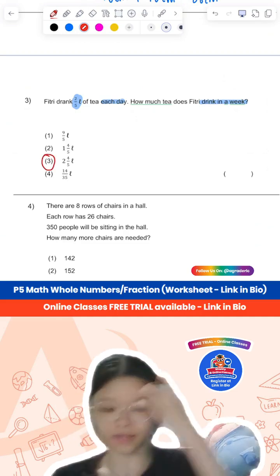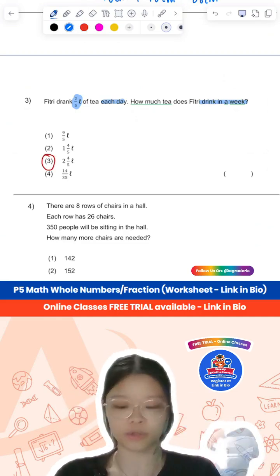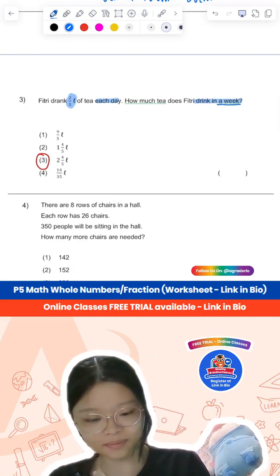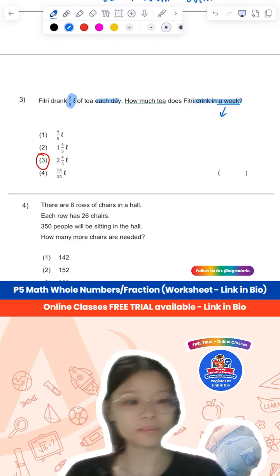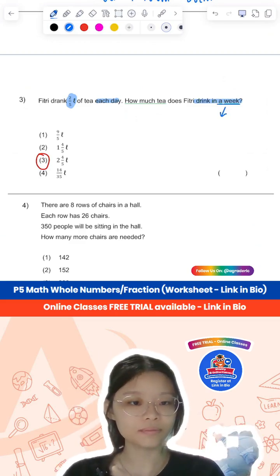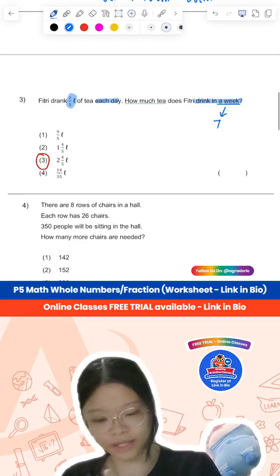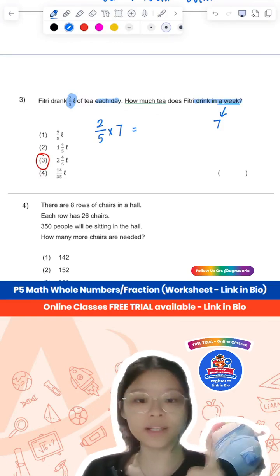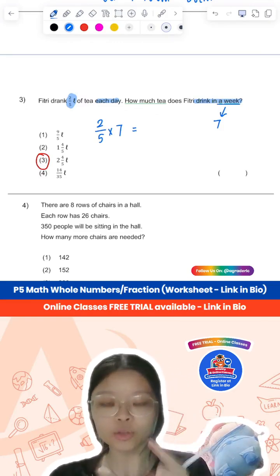Great, you all say option 3. Okay, let's go through and see whether it is option 3. How many days are there in a week? Yeah, a week. 7, very good. There are 7 days in a week. So 2 over 5 times 7. Okay, you learned this in primary 5. Okay, 2 over 5 times 7.